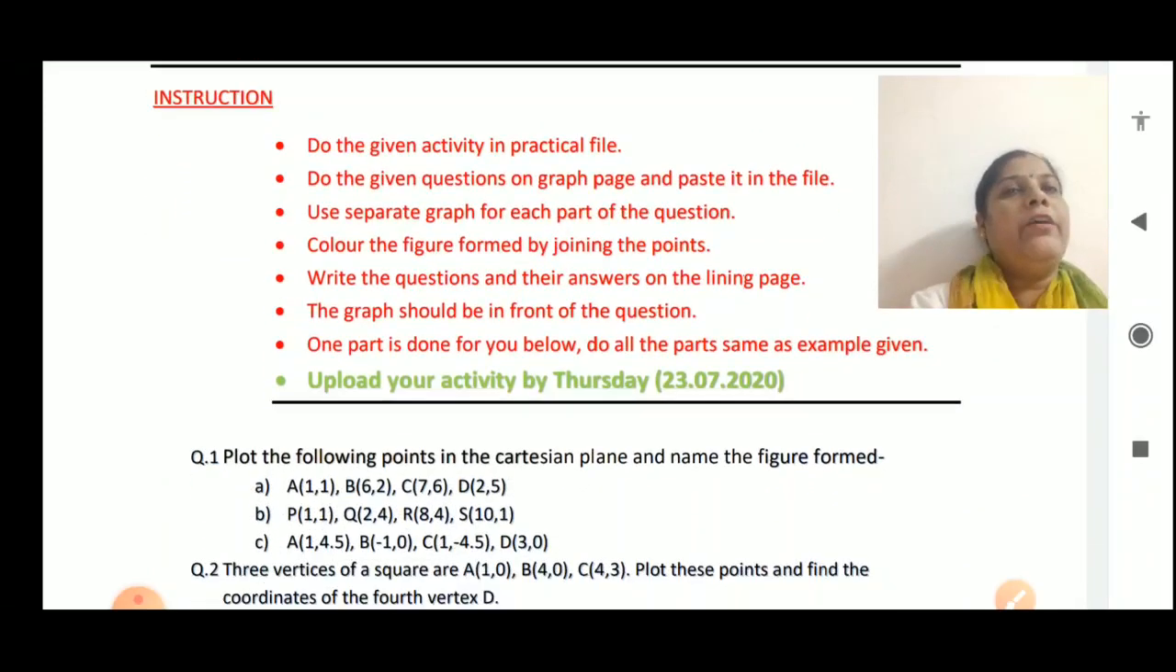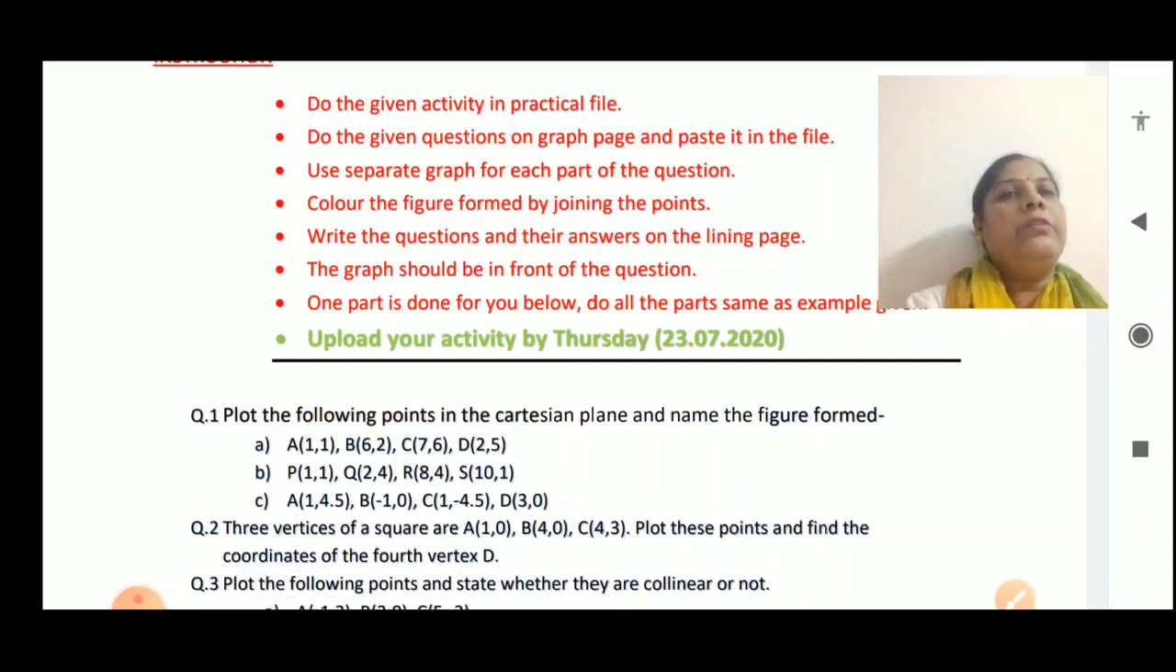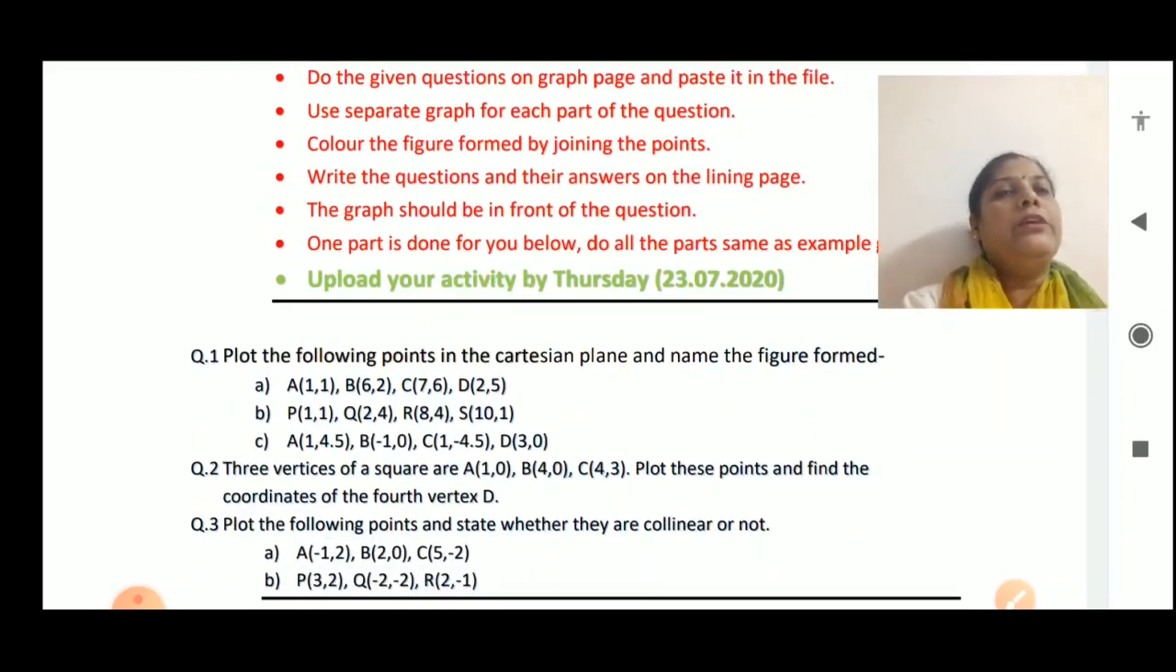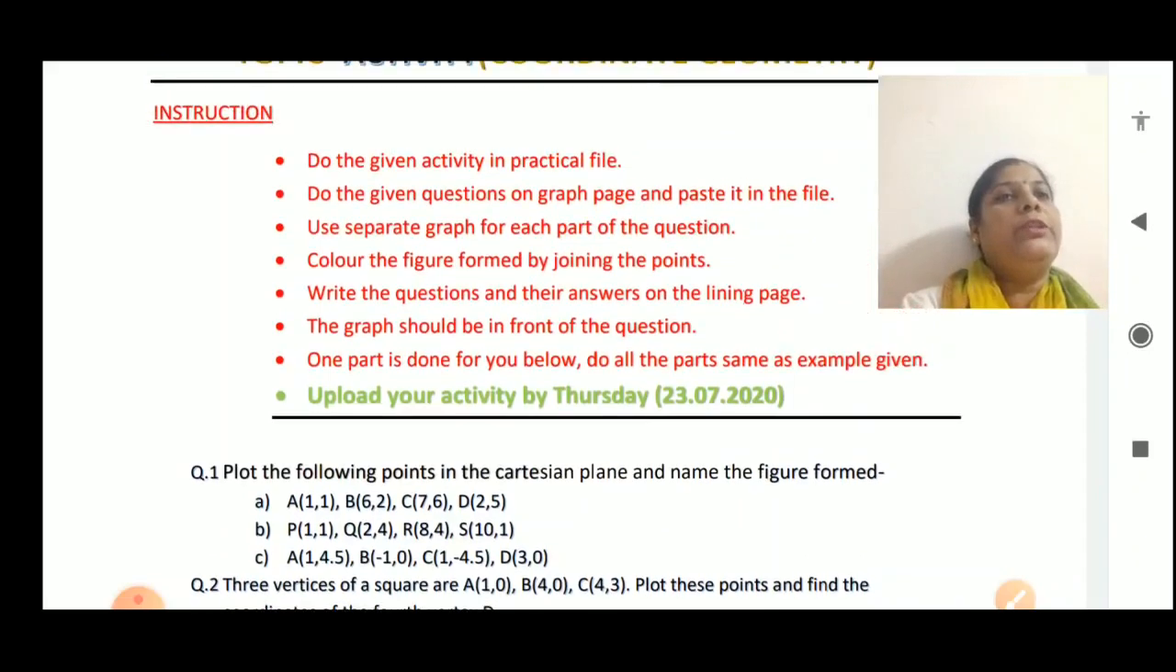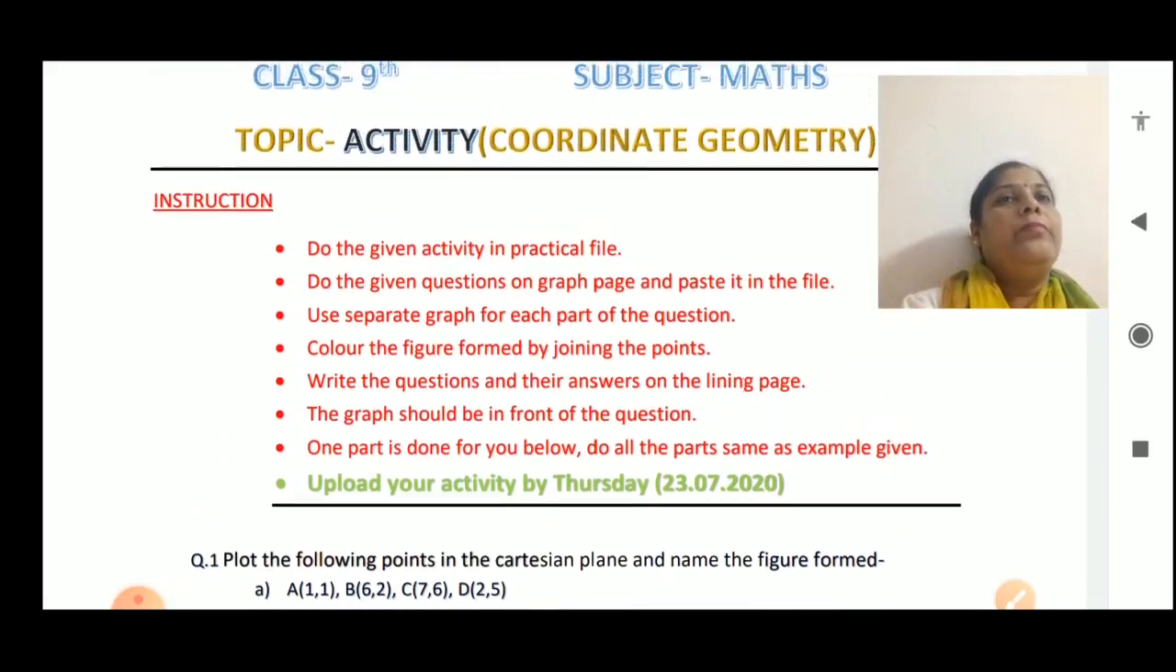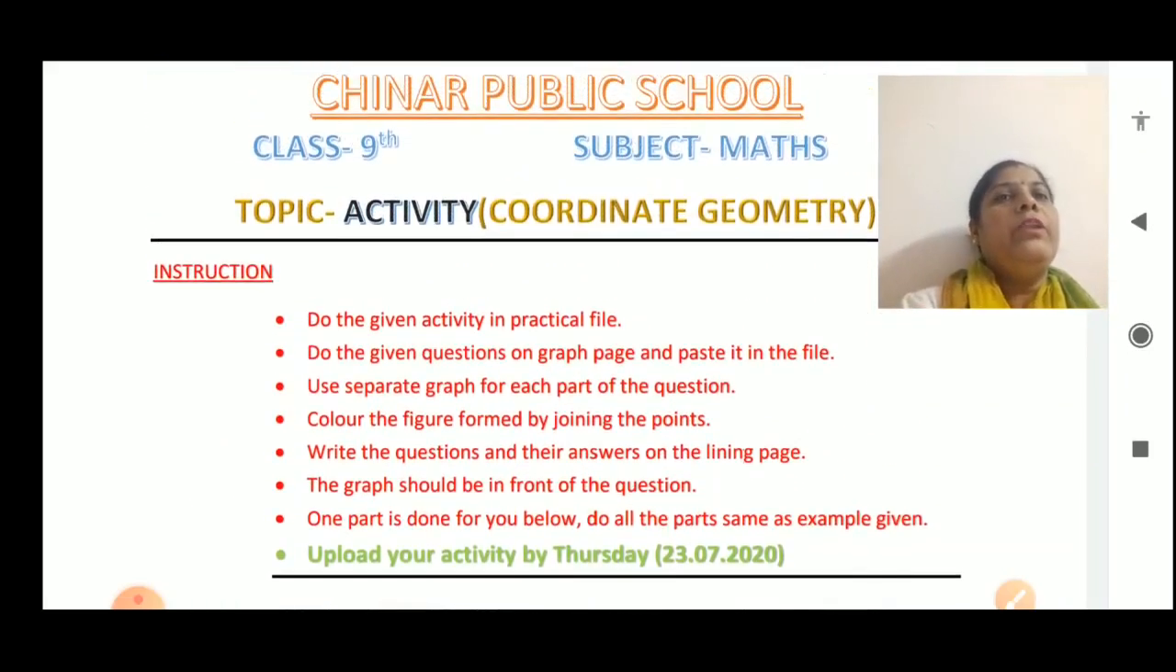Here we have three parts of question number 1, two parts of question number 2 and two parts of question number 3. So 3 plus 2 plus 2 is 7... so in total, the graphs should be there in your practical file. Now the fourth point: color the figure formed by joining the points. When you join the points, you will find a figure, and you have to color that figure.